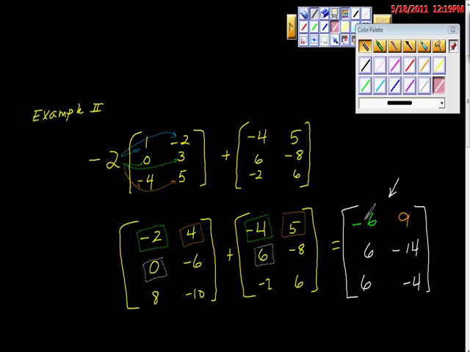So negative 6, 6, 6, 9, negative 14, negative 4 is our resulting matrix. So we did scalar multiplication and then addition on top of that. So hopefully your matrix skills are getting better. So keep up the good work.